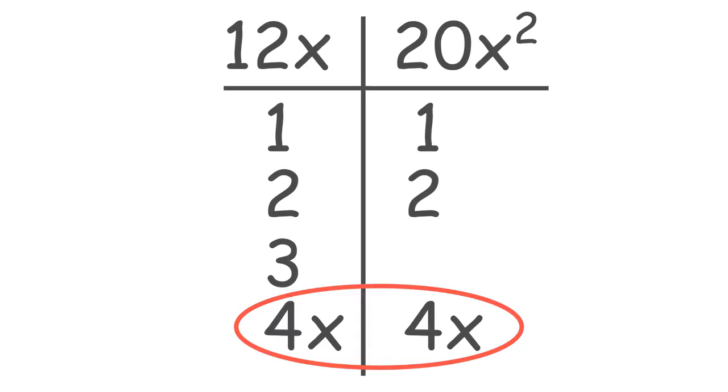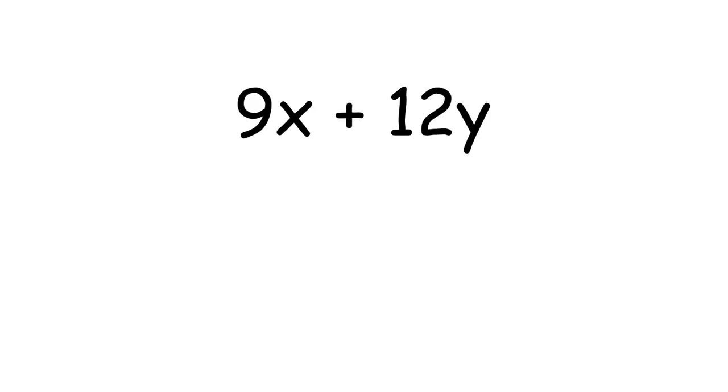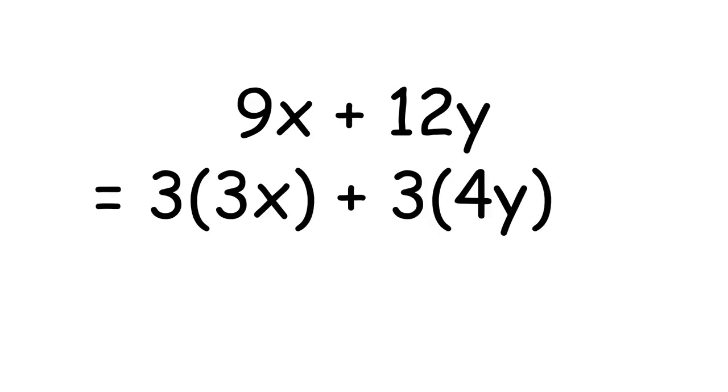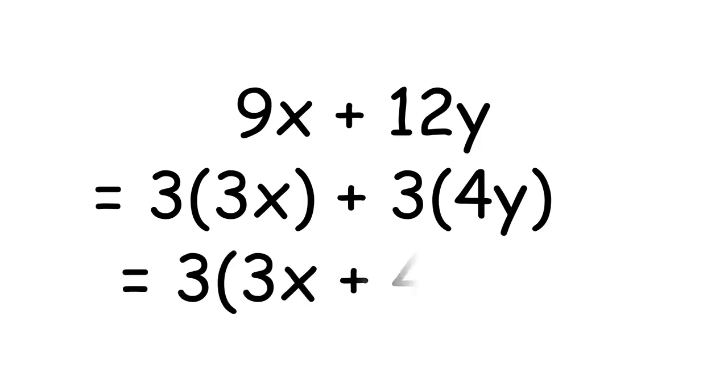Well, now that you know about factoring, there are some tricks that you can use to manipulate expressions and equations. For example, let's look at this expression, 9x plus 12y. The greatest common factor of 9 and 12 is 3, so we could rewrite this expression like this, 3 times 3x plus 3 times 4y. Now remember the distributive property? We can use that to refactor the expression like this, 3 times (3x plus 4y).